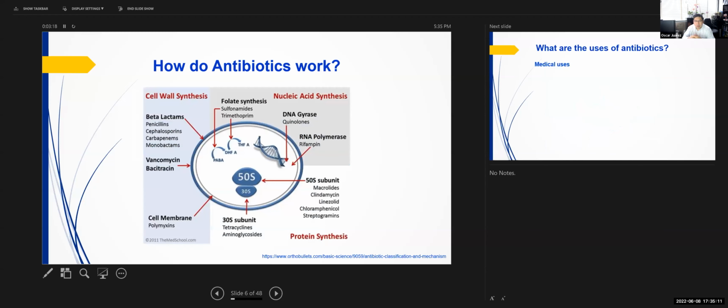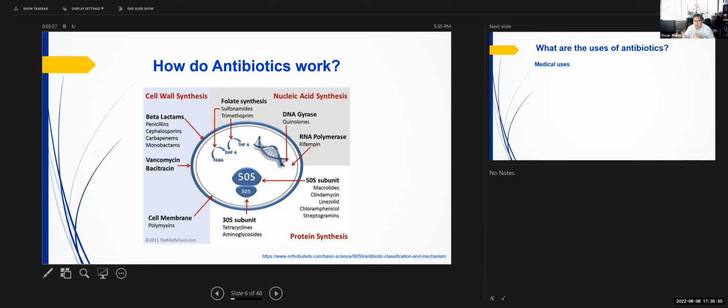How is it that antibiotics work? Well, basically, antibiotics are going to be inhibitors. These inhibitors are going to be inhibiting certain processes inside of these pathogenic bacteria, these bacteria that can cause disease.